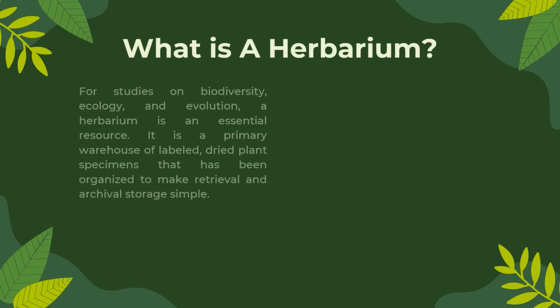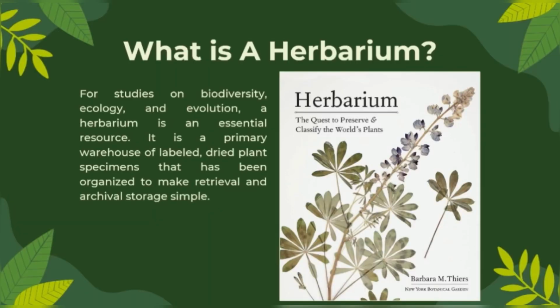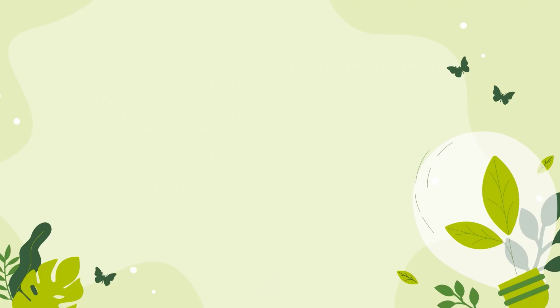For studies on biodiversity, ecology and evolution, a herbarium is an essential resource. It is a primary warehouse of labeled and dried plant specimens that have been organized to make retrieval and archival storage simple. Similar to a library, a herbarium is different in that it stores information in a biological form as pressed, dried, and annotated plant species.